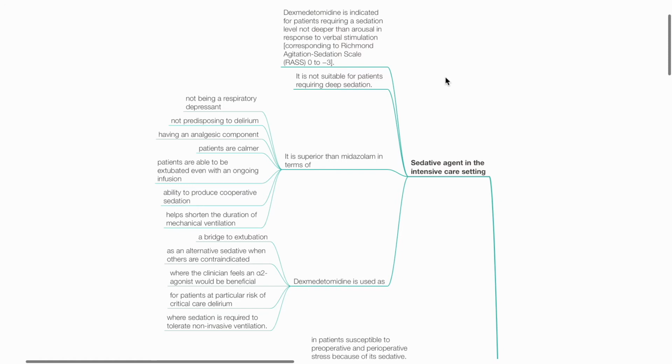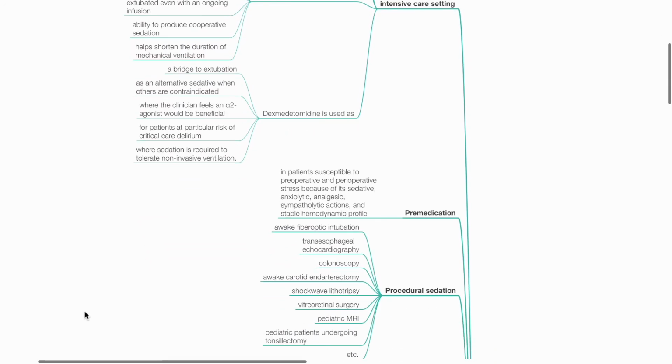Dexmedetomidine is used as a bridge to extubation, as an alternative sedative when others are contraindicated, where the clinician feels an alpha-2 agonist will be beneficial, for patients at particular risk of critical care delirium, and when sedation is required to tolerate non-invasive ventilation in the ICU setting.